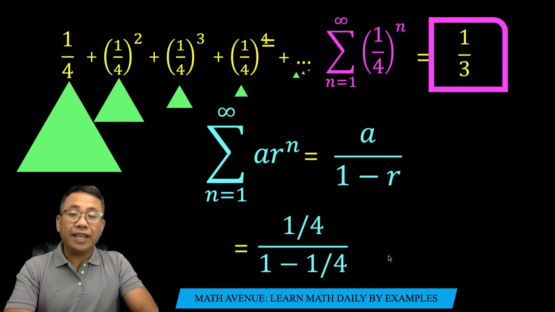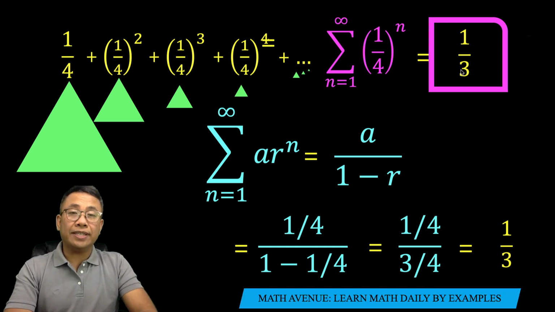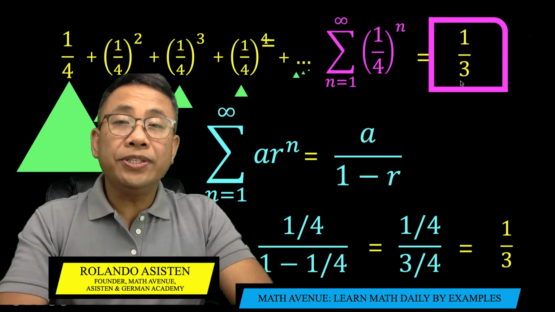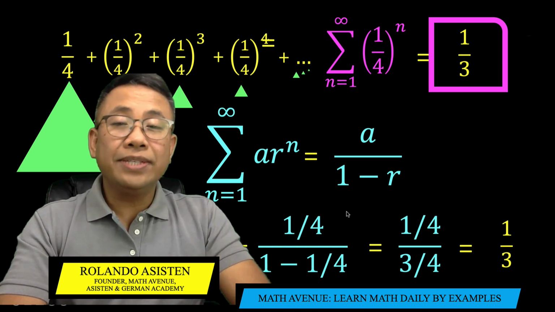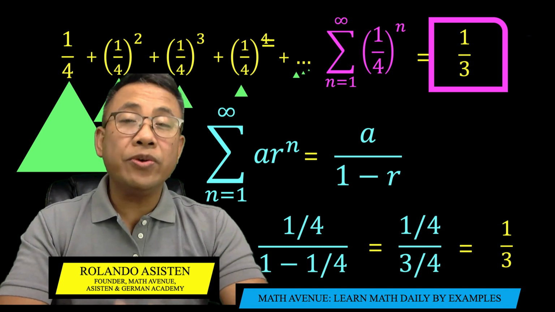And computing this value, we arrive at 1/4 over 1 minus 1/4, which is 3/4, and that is equal to 1/3, which is the same as what we found out in our visualization. So two methods. One uses math visualization, the other uses this math formula. As a student, which do you think you prefer better when you are learning this lesson?